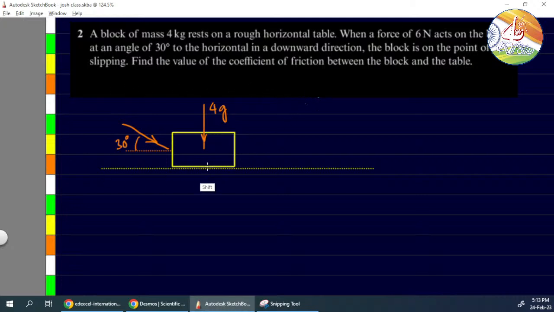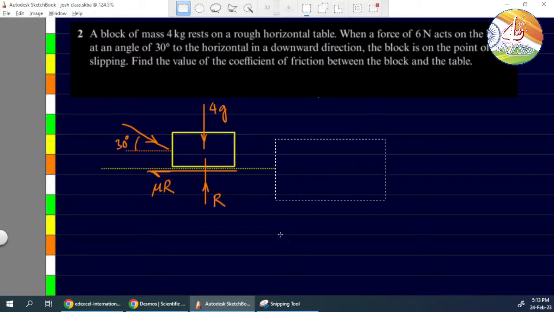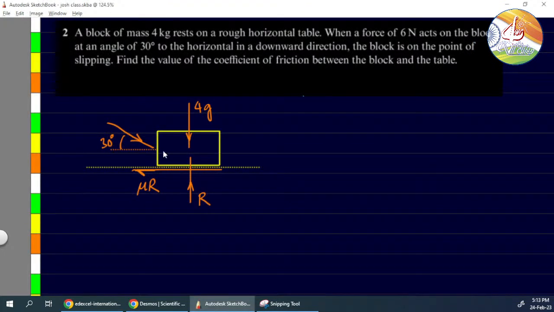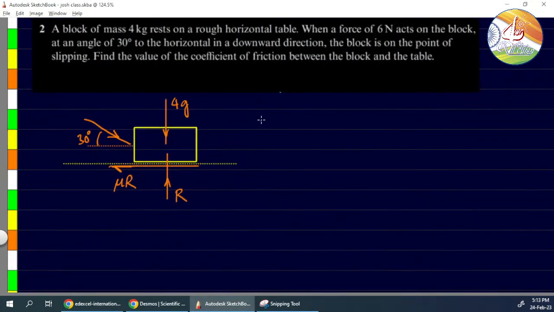Once again we have to take all the forces. So we have upward force, this is the reaction. Then because the force is pushing it right side, friction will act on the left side, right? And this is mu times r, correct? So start solving now. Shall we start with vertical again? This force value is given now, 6 newtons.